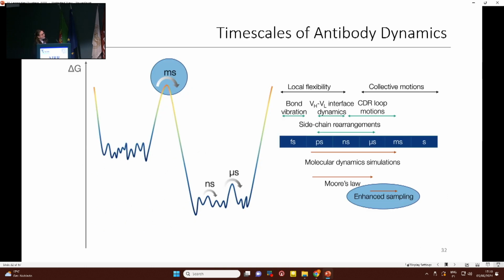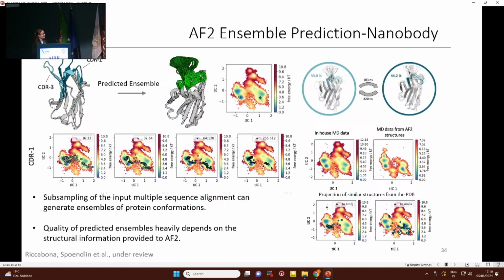And so the question we also asked was, what timescales do we capture? Is there kinetic information in there? Do we capture thermodynamics and kinetics of those rearrangements? And so here we looked at a nanobody where we had 2 different crystal structures available, and we also had in-house long timescale MD simulations where we captured the transition from bound to unbound. And so we were wondering, can we use AlphaFold 2 by using different subsampling strategies to predict those ensembles? And in this case, it worked quite nicely.